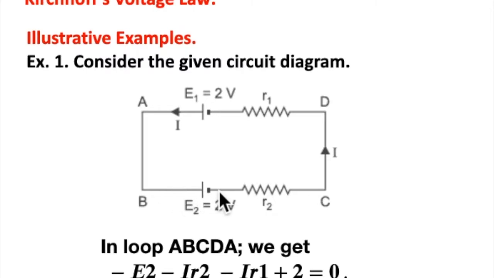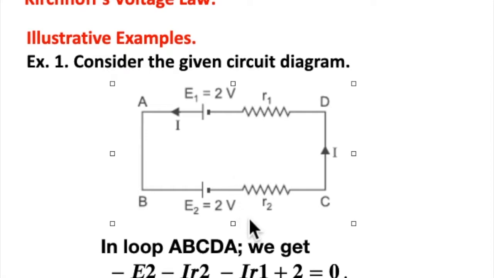E2, we come across the cell and we are moving from positive to negative terminal, higher potential to lower potential. So, there is a potential drop, decrease in potential, which we take as negative, and this potential drop is E2. So, we write minus E2. Here we are moving along the direction of current. The current is in this direction, so along the current, higher potential to lower potential. Again, there is a fall in potential which we take as negative. So, minus IR2. Now, here again we are moving along the direction of current, minus IR1. Here we are moving from negative to positive terminal, meaning a rise in potential, we will take it as positive.